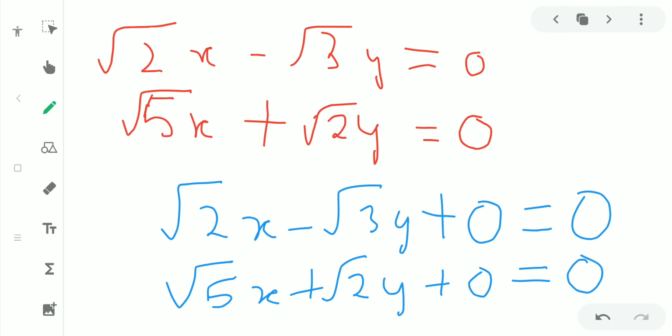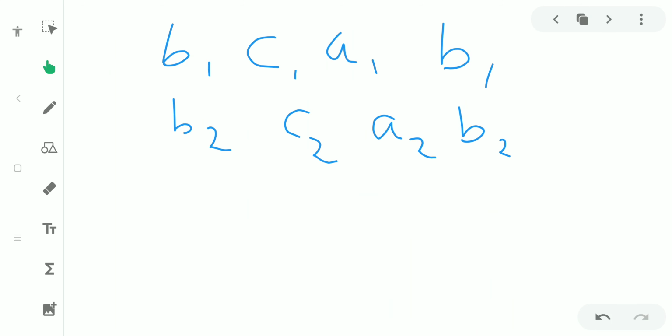So our B1 will be minus root 3 and C1 will be 0, A1 will be plus root 2 and again B1 will be minus root 3. So it will be minus root 3, 0, plus root 2, minus root 3.